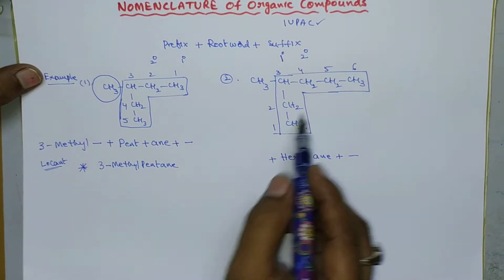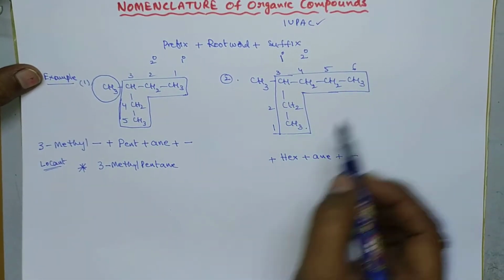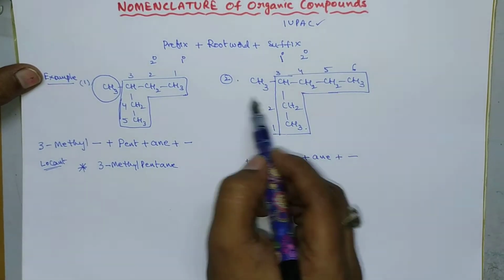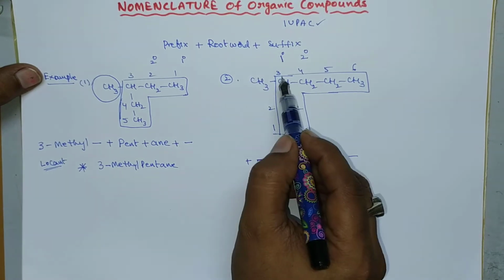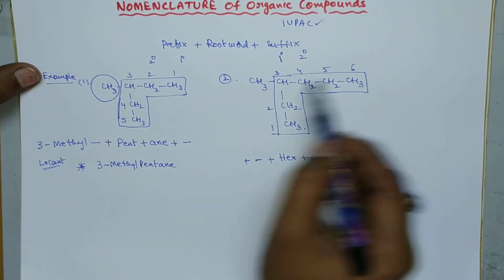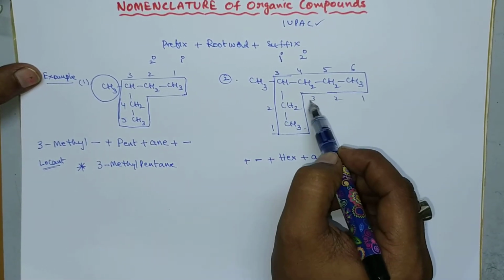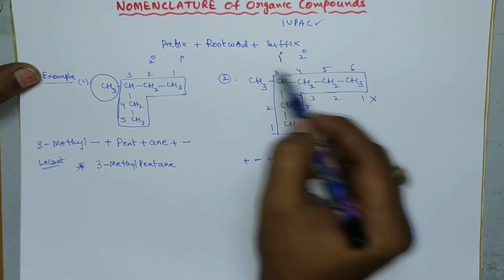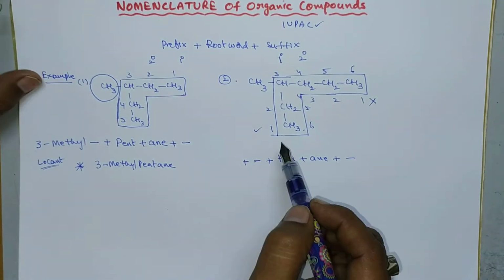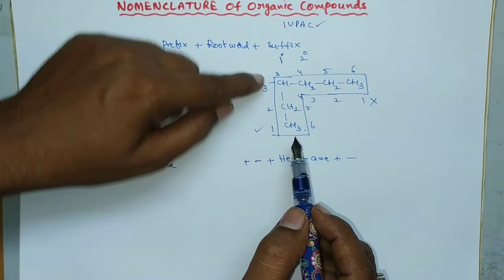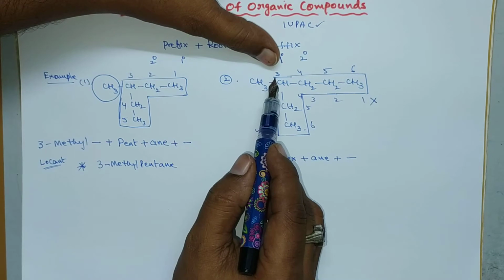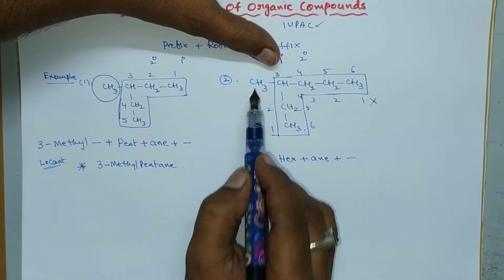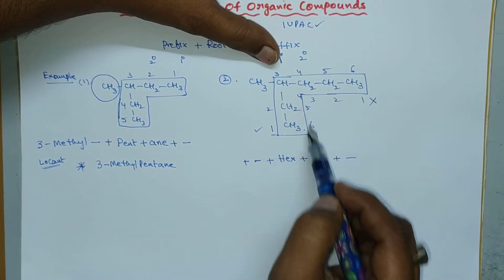And before that we have to write whether it is cyclic or not. So it is not cyclic, so we have to leave again some space, and before that we have to write the substitution. So here the substitution is present at the third carbon, but not numbered like this, 1 2 3 4 5 6. We should not number like this, we should number these carbons like this only, because the second rule is the substituted carbon should possess the lowest number. Okay, the lowest number should be given to the substituted carbon. That's why this order is correct, this order is wrong.